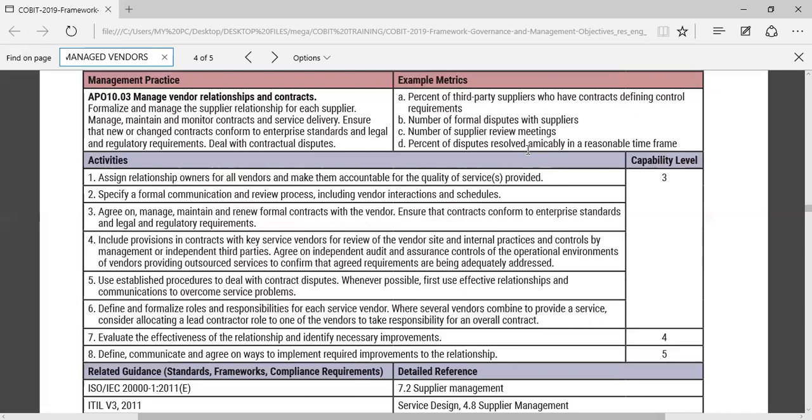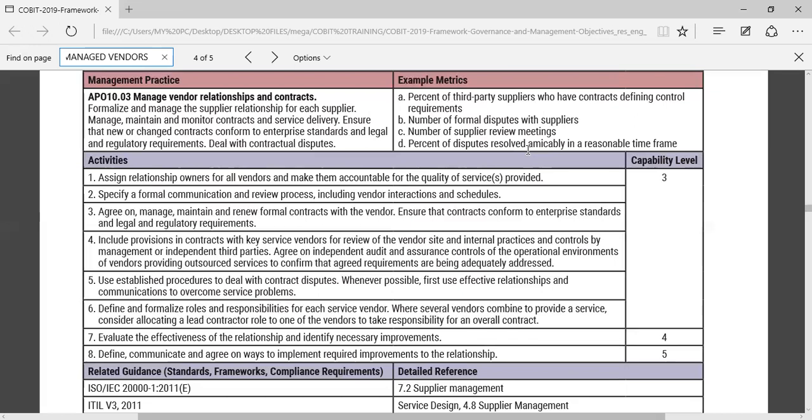Number 4, include provisions in contracts with key service vendors for review of the vendor site and internal practices and controls by management or independent third parties. That's what they call in CISA, Certified Information System Auditor, the right to audit clause. So you include a right to audit clause. If I'm giving you a job, I have a right to come and audit how you do my job on your site. I need to check internal practices in your organization to see whether I'm safe or not.